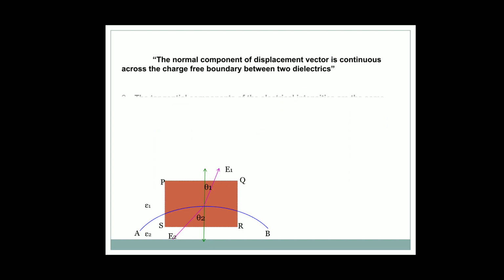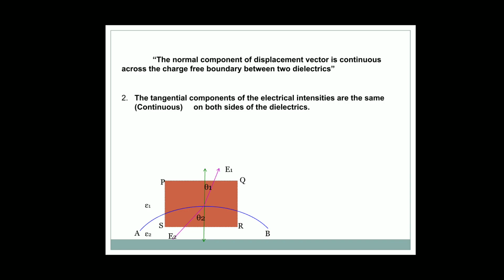So what is the second boundary condition? Already I told you the second boundary condition relates to the tangential components of the intensity of electric field in both media. It means the tangential components of the intensity of electric field are the same on both sides of the dielectric, separated by the boundary.